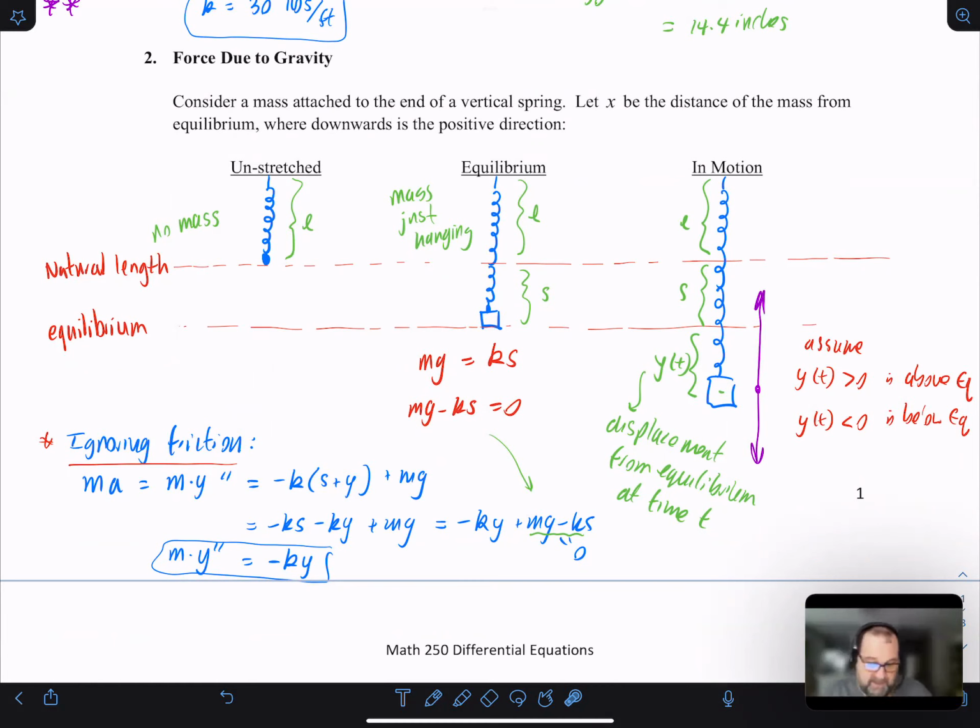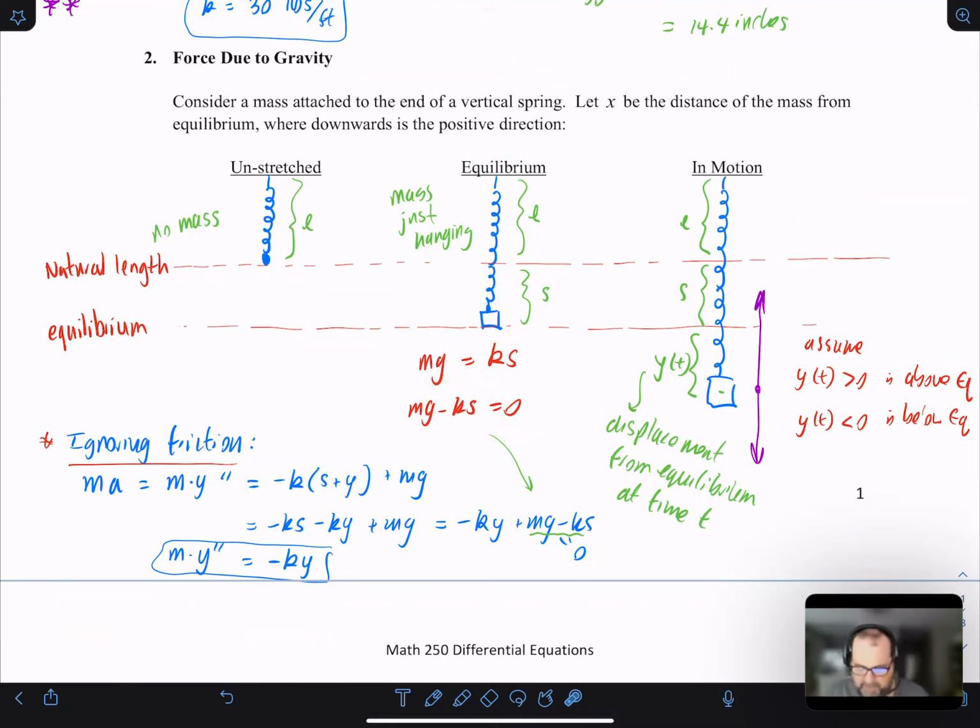But the theory is, initially we would have an unstretched spring. If we then hang our mass on it and just leave it hanging there, we would consider this to be equilibrium. We have our mass hanging on our spring, and we now have a length that is the natural length plus the little bit extra because we hung our mass on it. If this is not in motion, the force due to gravity and the force due to the spring are balancing each other out. So in equilibrium, mg minus ks equals 0.